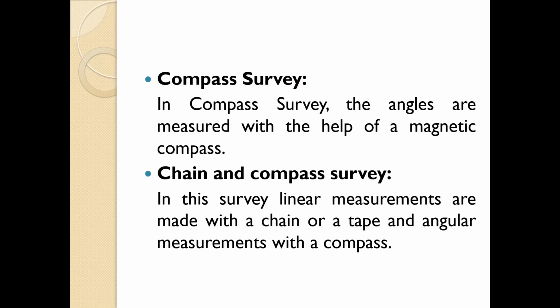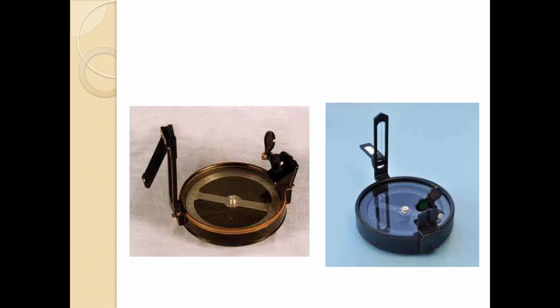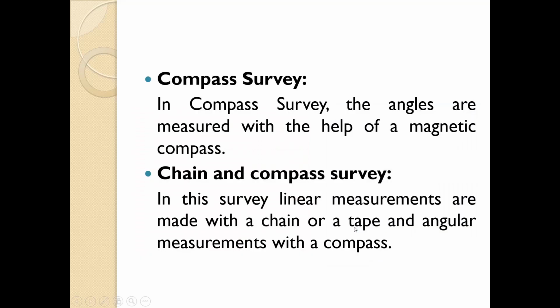Next is the compass survey. In compass survey, the angles are measured with the help of a magnetic compass. There are two types of compass. One is the prismatic compass and another is the surveyor's compass. So these have been used for the measurement of surveying. You can see here both of these are prismatic compasses. We have the prism located over here, and by looking into this particular eyepiece we can see the reading on this dial. With the help of this magnetic compass we can take the angles of particular lines with the north, etc.